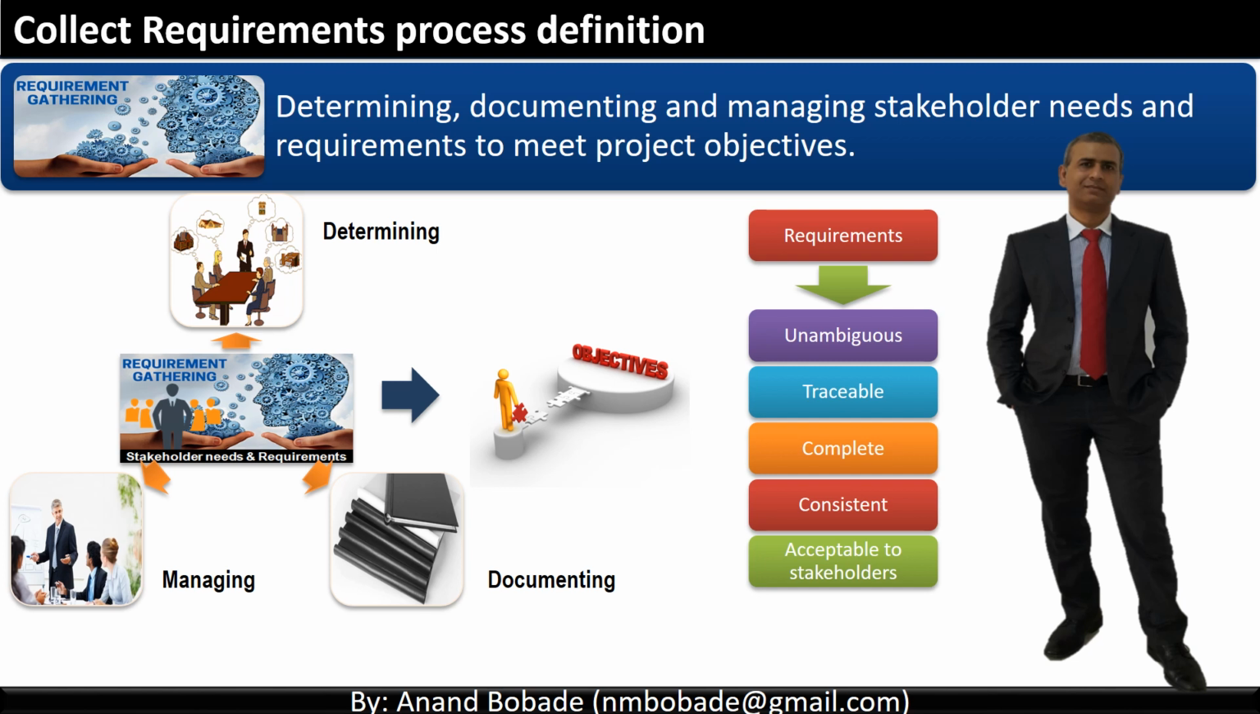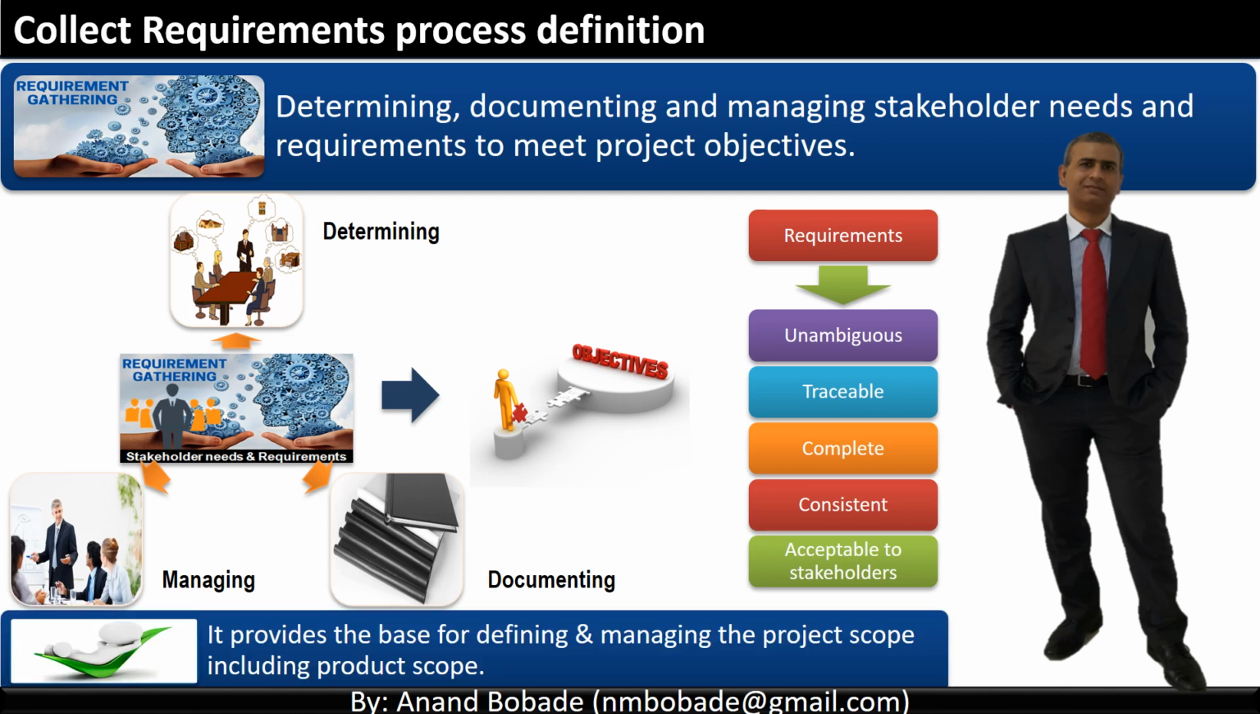You can trace a single functional requirement backward to its origin, such as you can trace it to use cases, product features, or business rule. Requirement should be complete, it should be consistent and acceptable to all stakeholders. It means all stakeholders should agree unanimously on the given requirement. Collect requirement process is the base for defining and managing the project scope, including product scope.